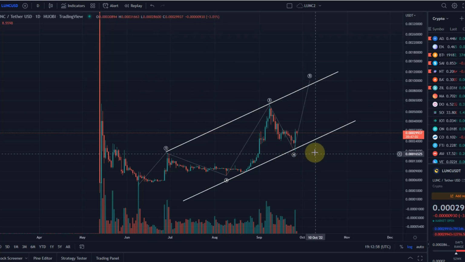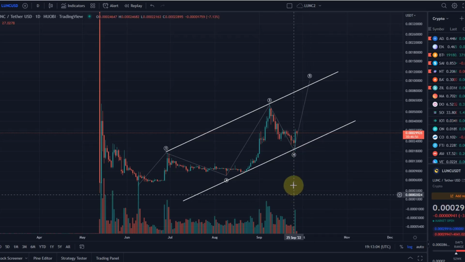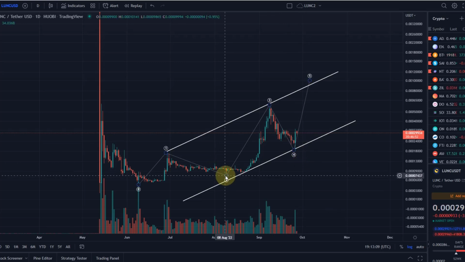Here again, if we break below the previous swing low at 0018, I think this is over. The breakout is over, and we will see much lower levels, possibly all the way down to that wave 2 low, which was very low, right? But that's my view of Luna Classic at the moment. As long as we're holding that low, we can focus on higher.